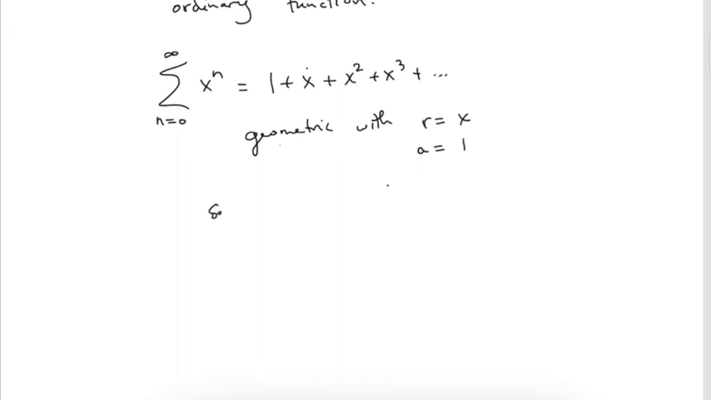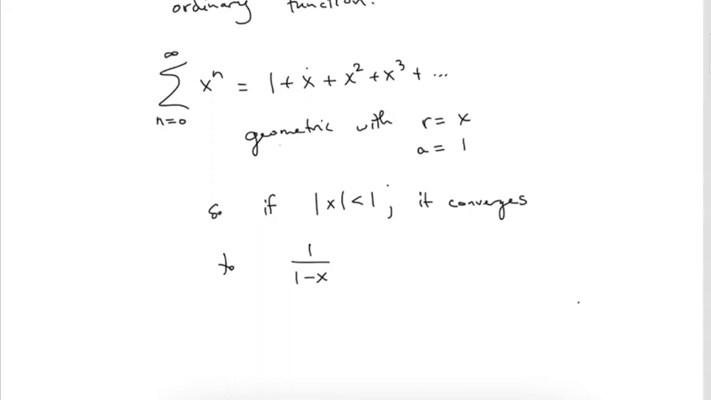And so it converges if the absolute value of x is less than 1. So you can see right away the radius of convergence here is 1, because it converges when the absolute value of x is less than 1. If that's true, it converges. And in fact, because we know something about geometric series, we can say what it converges to. It's a over 1 minus r, which in this particular example is 1 over 1 minus x.